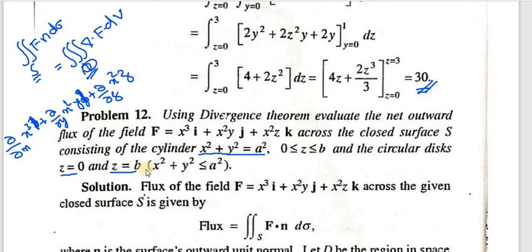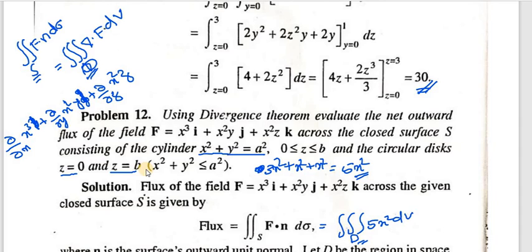plus ∂/∂z of x² z. So it is equal to ∂/∂x of x³, which is 3x², plus again x², plus x², which is equal to 5x². Divergence of F equal to 5x². So it is equal to the triple integral over D of 5x² dV.